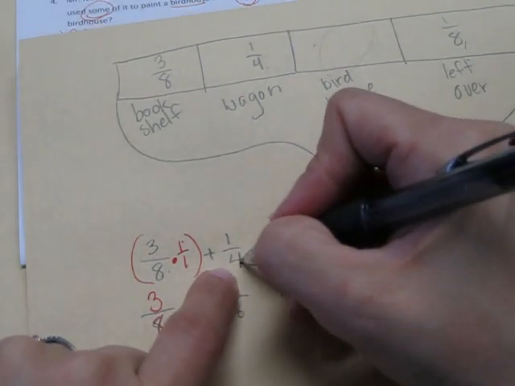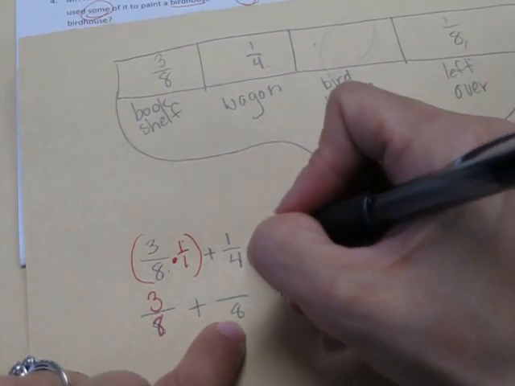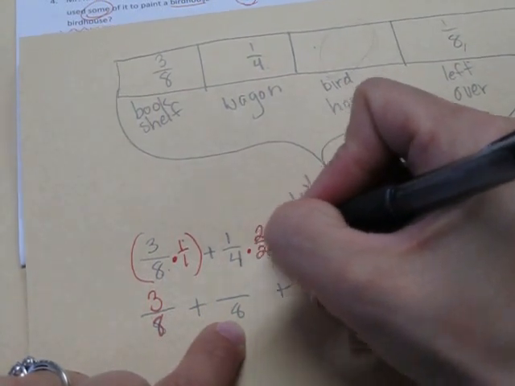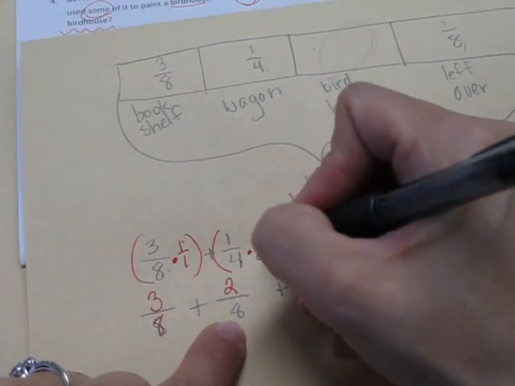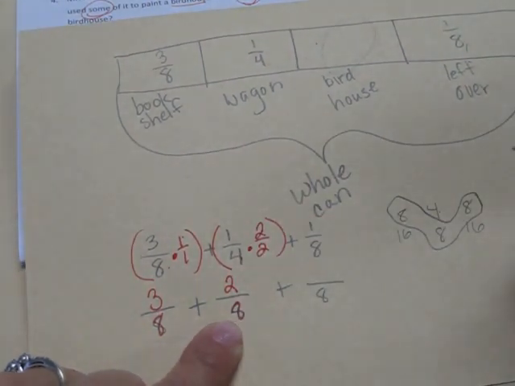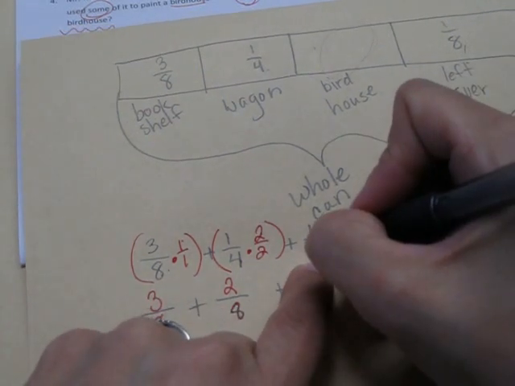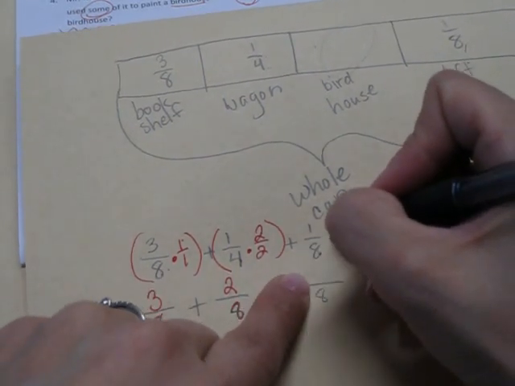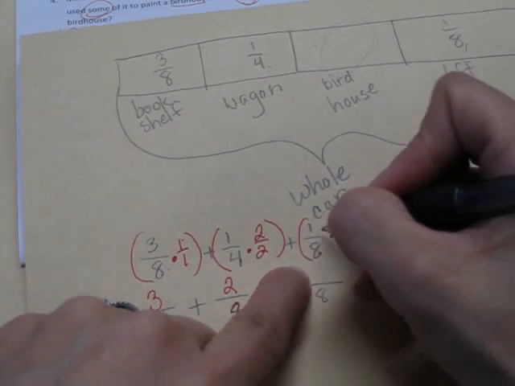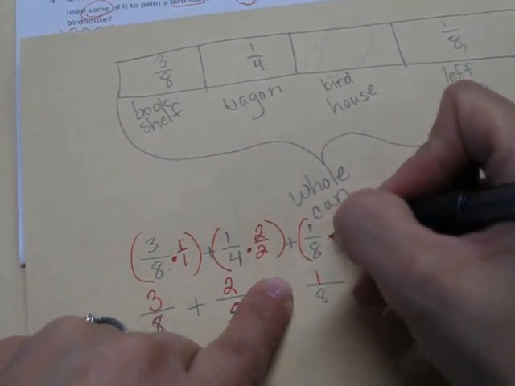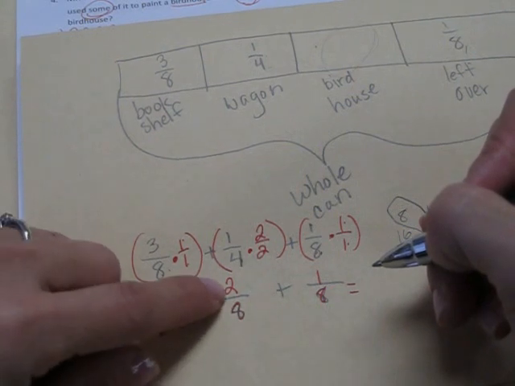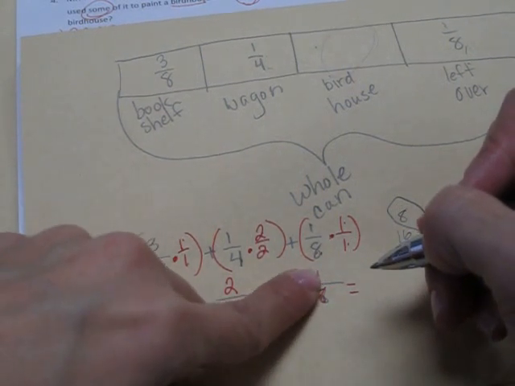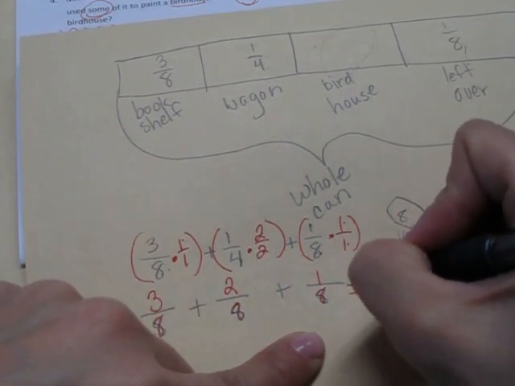What am I going to multiply 4 by to get 8? I'm going to multiply it by 2, so I have 2 halves. 1 times 2 is 2, 4 times 2 is 8. What am I going to multiply by 8 on this one? Well, I already know, by 1. 1 times 1 is 1, 8 times 1 is 8. So now I can go ahead and add them up. 3/8 plus 2/8 I know is 5/8, plus 1/8 is 6/8.